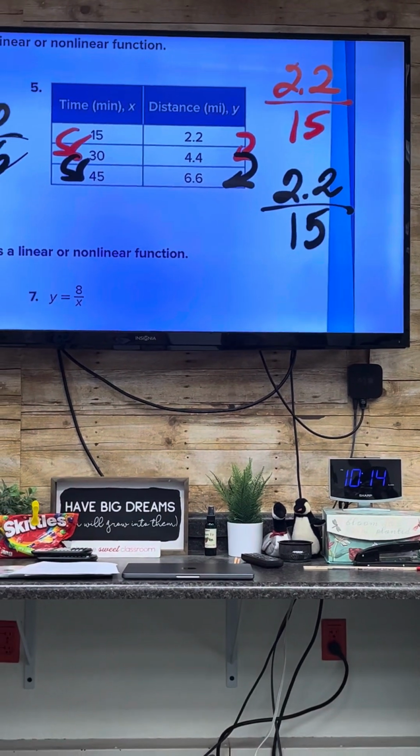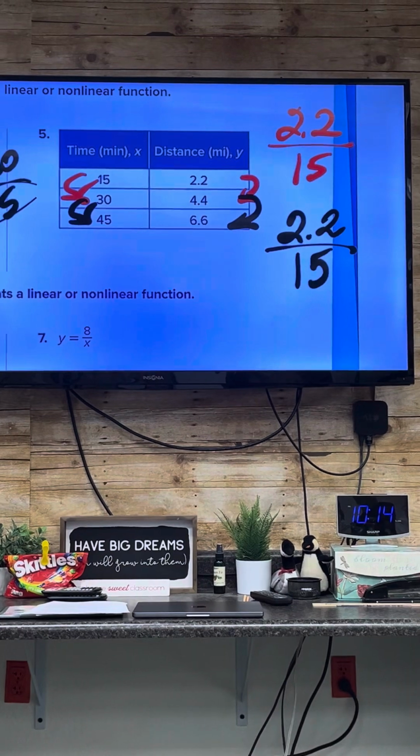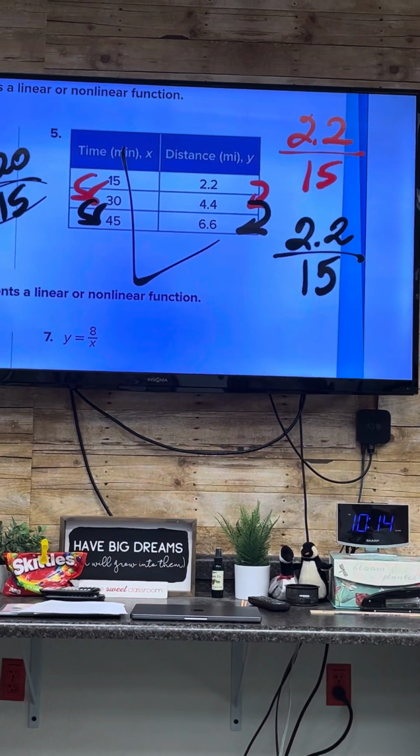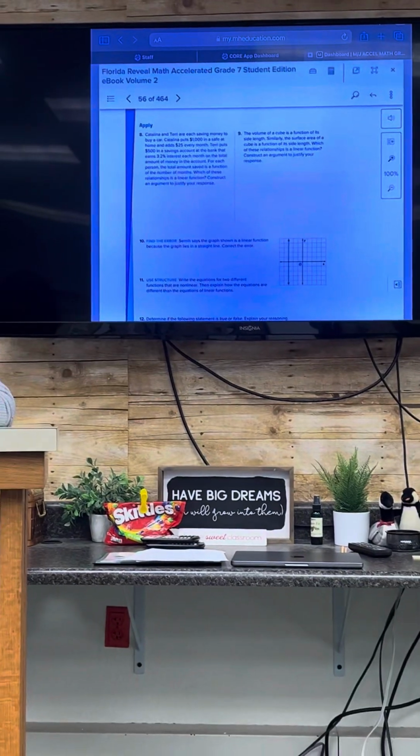So what does this let us know, Finn? Is it linear or non-linear? Excellent. Class, write a giant L. Not for loser, just for linear. All right, keep it going because there's one more thing I want to show you guys about the back.